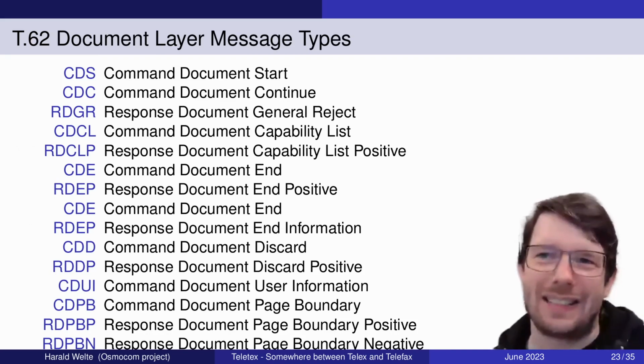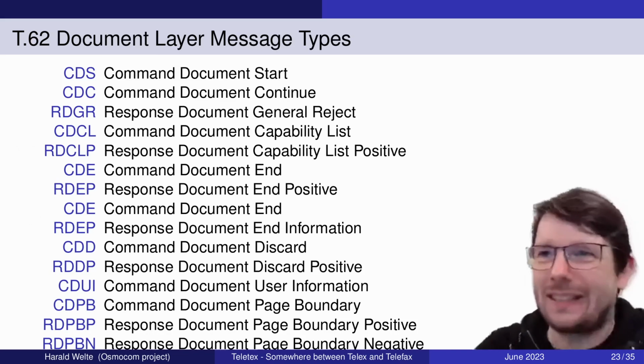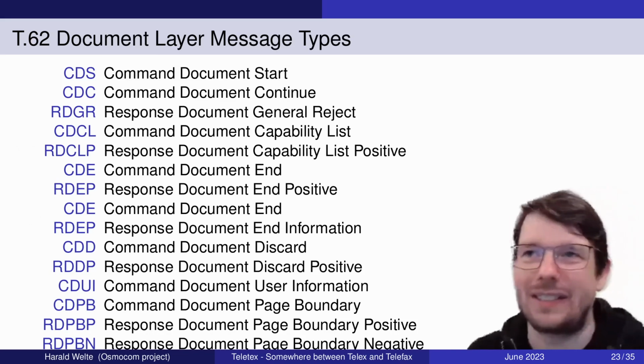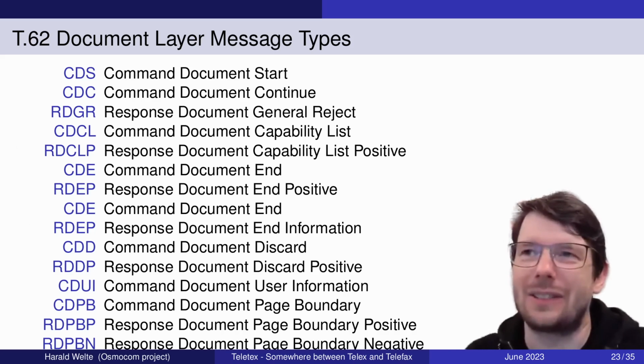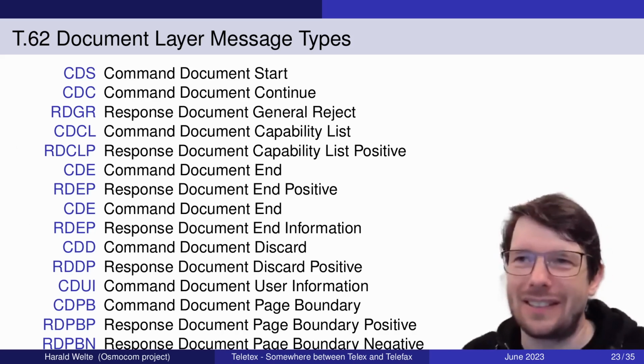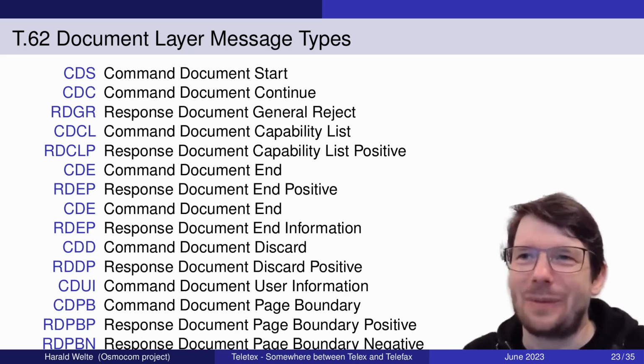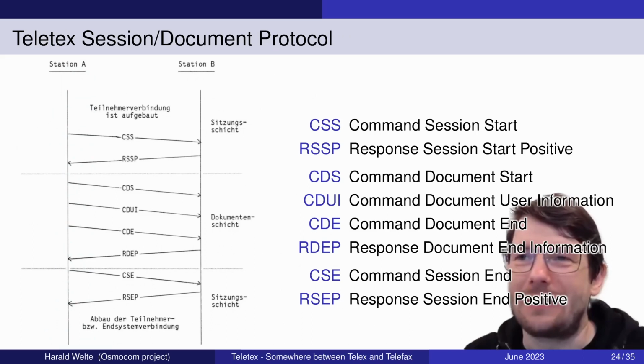The document layer has even more message types, and each of those messages can have lots of information elements. So the encoding and decoding is actually surprisingly complex. I started an encoder and decoder for this, and it's not simple. Lots of different information elements and fields.